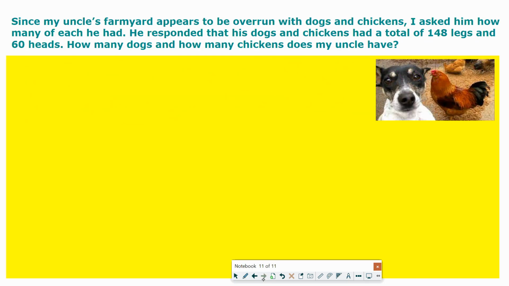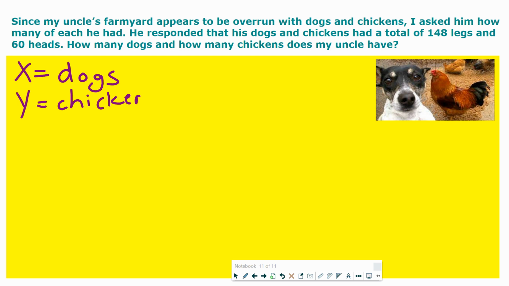Okay, our last example says, since my uncle's farmyard appeared to be overrun by dogs and chickens, I asked him how many of each he had. He responded that his dogs and chickens have a total of 148 legs and 60 heads. How many dogs and how many chickens does my uncle have? All right, so I'm going to label my variables. So x is going to equal dogs, and y is going to equal chickens.